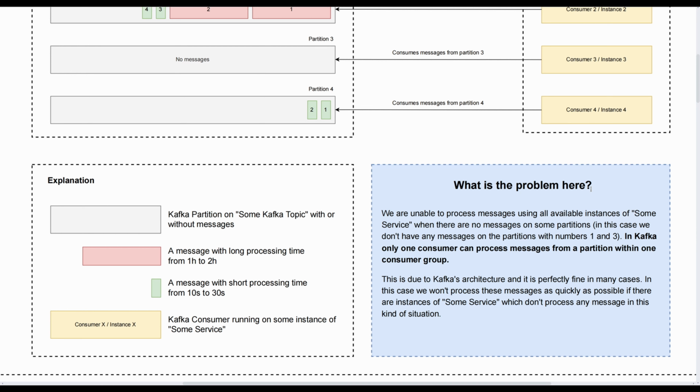In Kafka, only one consumer can process messages from a partition within one consumer group. This is due to Kafka's architecture, and it is perfectly fine in many cases. In this case, we won't process these messages as quickly as possible if there are instances of some service which don't process any message in this kind of situation.